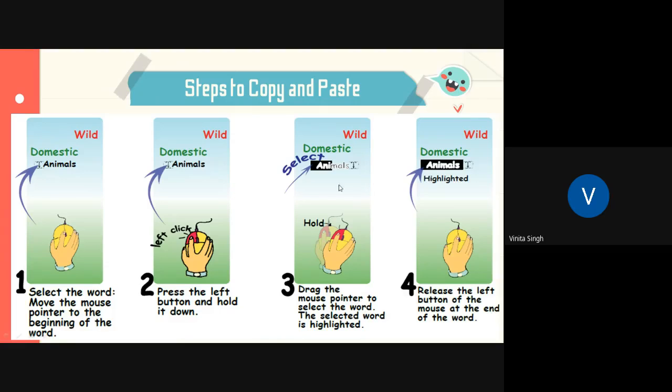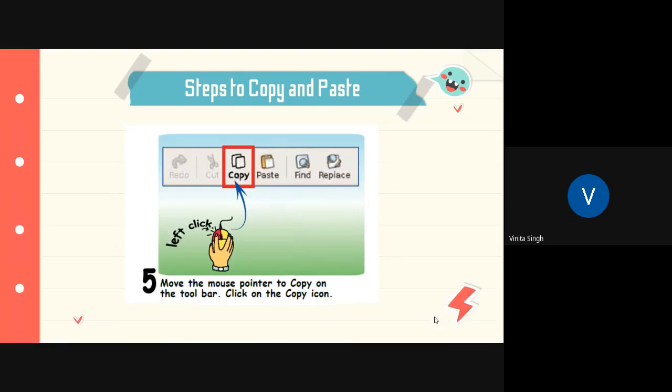So you will see over here, as you can see, that this word is now highlighted. The word which I have selected is now highlighted. Now release the left button of the mouse at the end of the word after you're done with the selection. Then move the mouse pointer to the copy on the toolbar. That copy option will be available on the icon, as you can see over here. So you need to click on the copy icon.